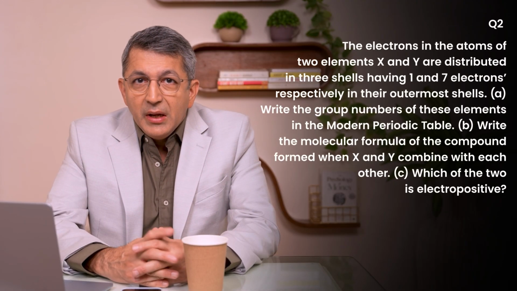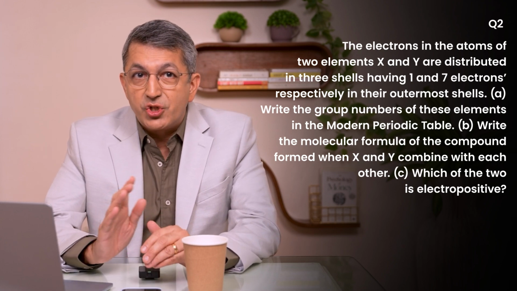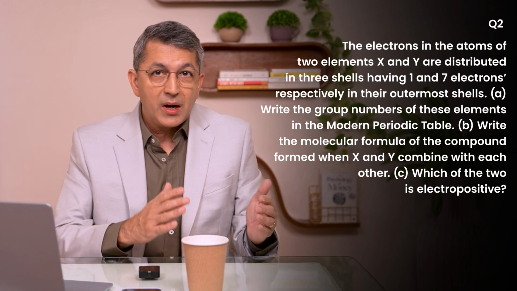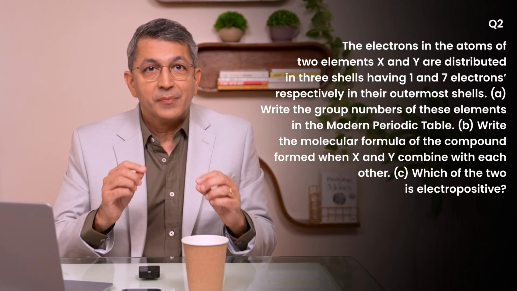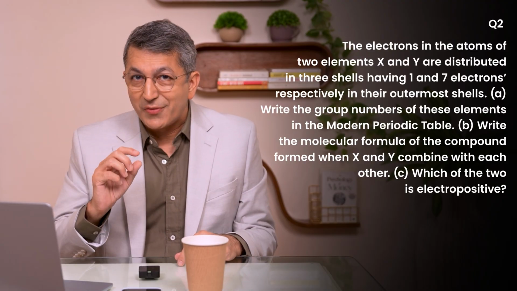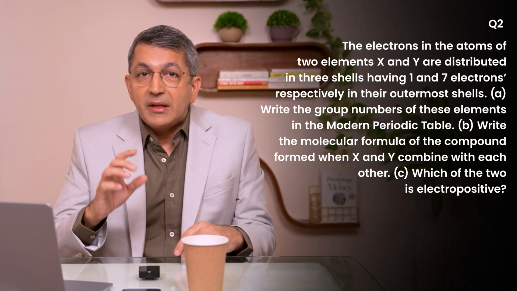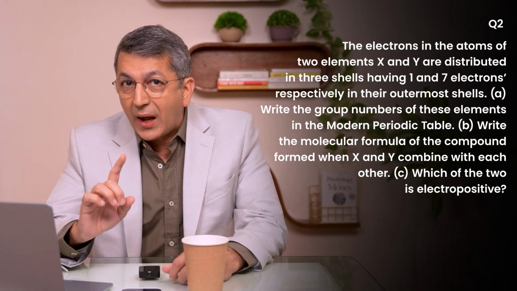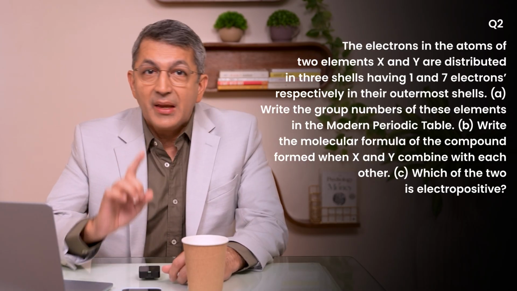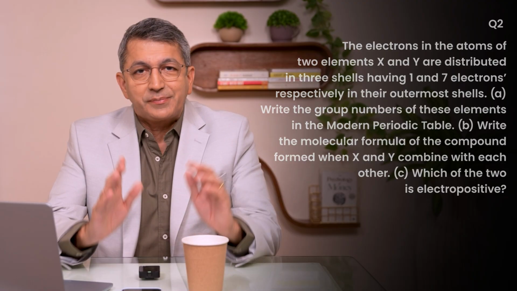Question 2. The electrons in the atoms of two elements, X and Y, are distributed in three shells having 1 and 7 electrons respectively in their outermost shells. A. Write the group numbers of these elements in the modern periodic table. B. Write the molecular formula of the compound formed when X and Y combine with each other. C. Which of the two is electropositive?